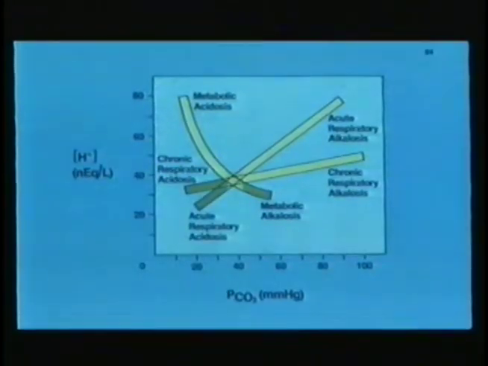54. It should be apparent that it is possible to construct a master diagram which includes the hydrogen ion PCO2 response to all primary acid-base disturbances. This approach provides a useful tool for analyzing acid-base abnormalities in the clinical situation.